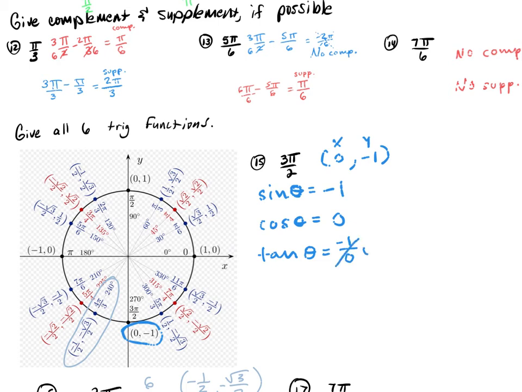Okay, next we have cosecant. What would cosecant be? -1. Perfect. What about secant? Undefined, because we would have 1 over 0. So we get undefined. And then cotangent? 0. Perfect. Cotangent is 0.